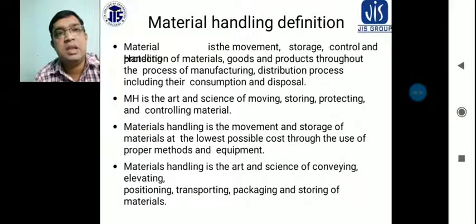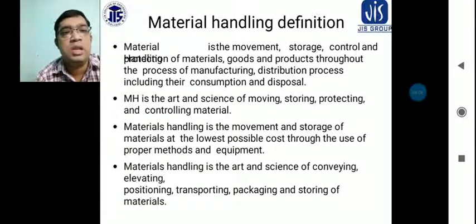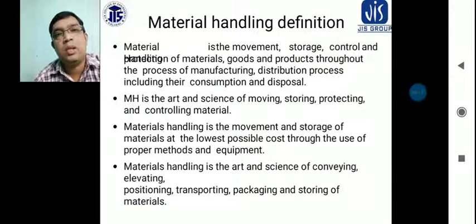Materials handling is defined as the movement, storage, control and planning of materials, goods and products through the process of manufacturing and the distribution process, including their consumption and also their disposal. This is considered according to the materials handling definition. Basically, it is not only this consideration; the production will be done, and again this reaches the customers.